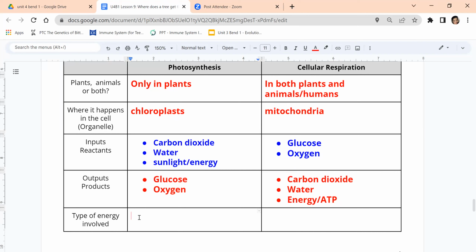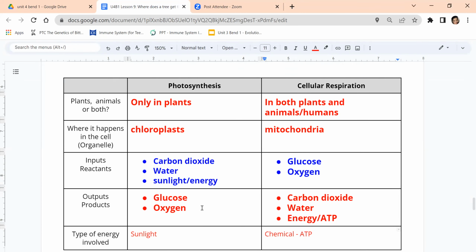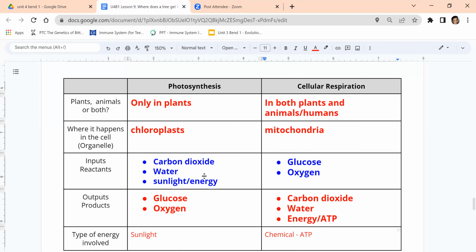All right, now the energy involved with photosynthesis comes from the sun, sunlight. But the energy that is produced in cellular respiration is chemical energy in the form of ATP. Okay, that's it for cellular respiration.